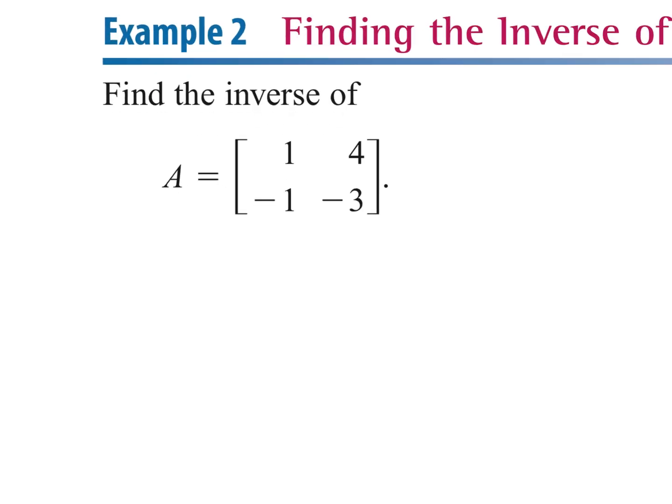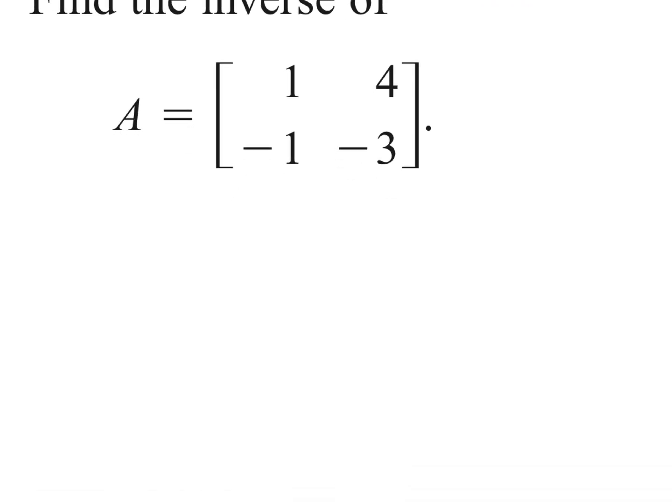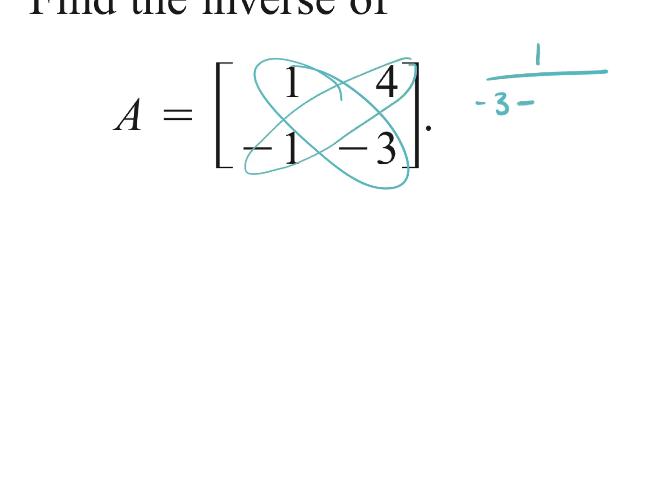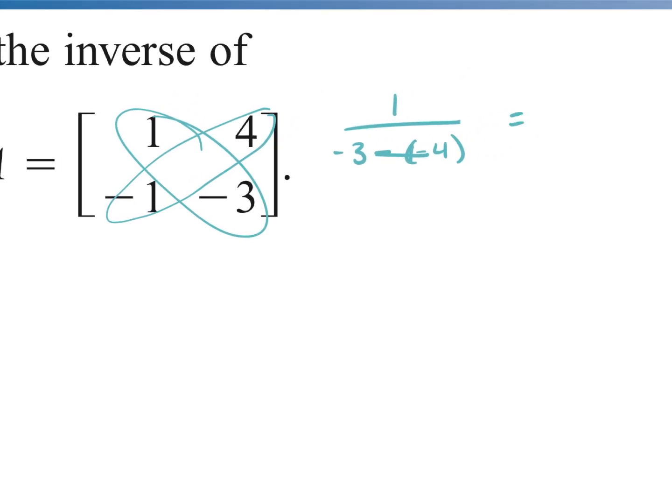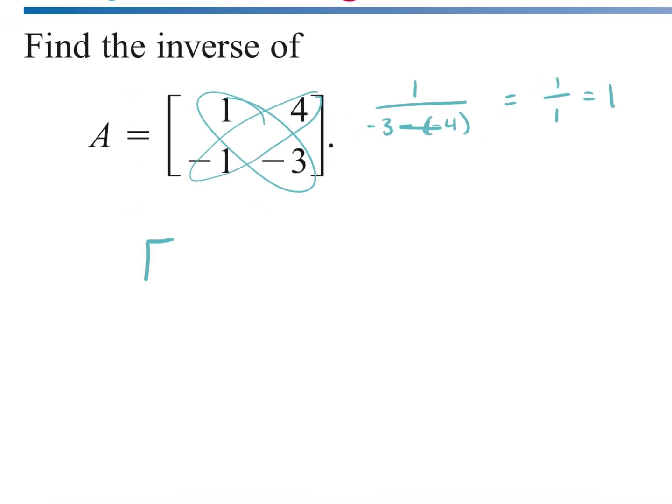All right, last one. Let's do example 2a. So we multiply majors minus minors. So 1 times -3 would be what? -3 minus the minors, which would be -1 times 4. So -4. This turns into a plus. So what's -3 plus 4? 1. What does 1 over 1 simplify to? 1. So our scalar would just be 1, which makes it a lot easier because now we don't have to multiply by anything.